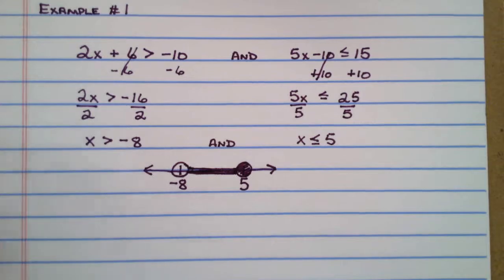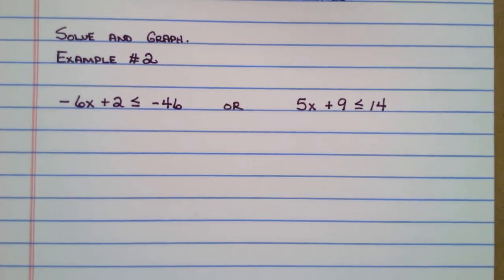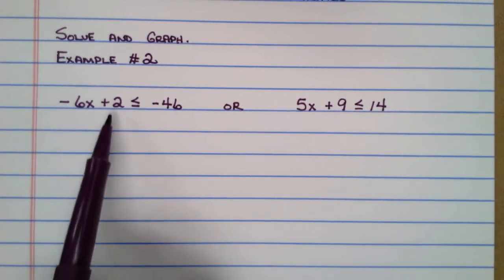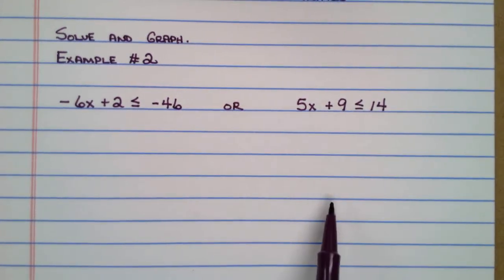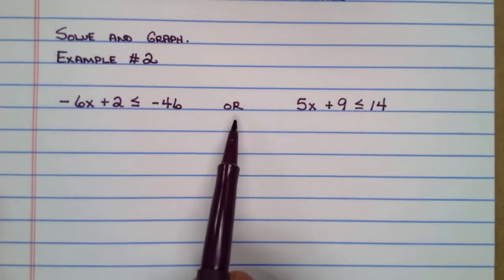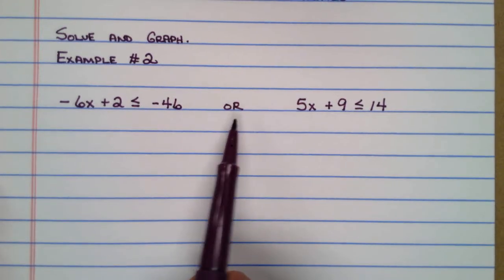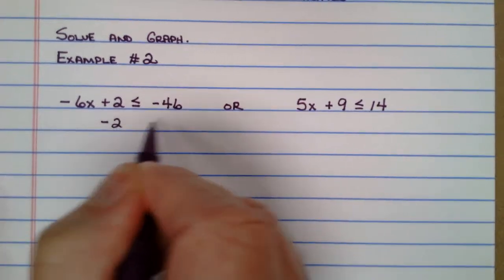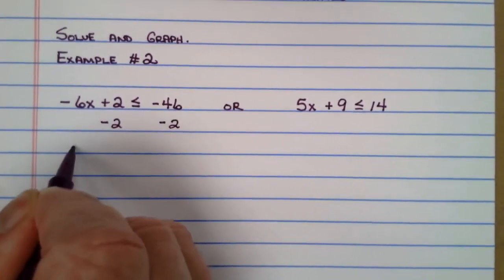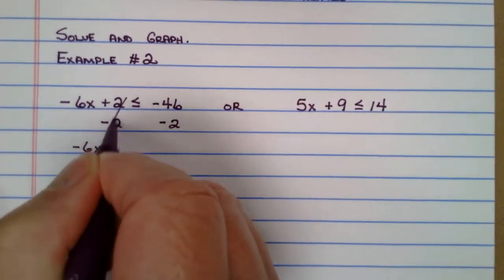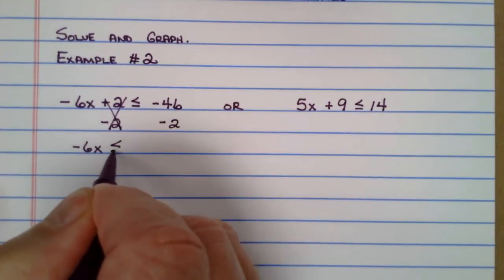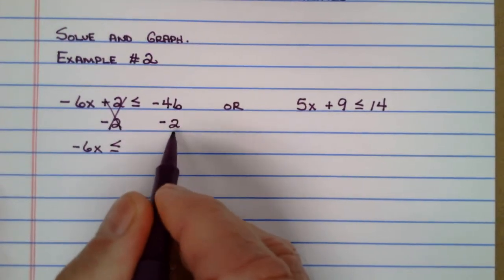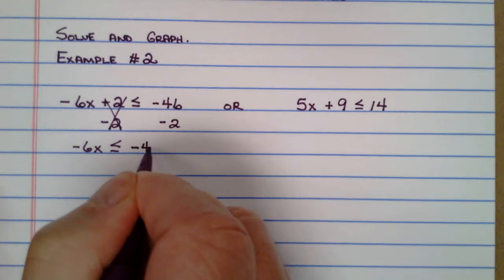Example number 2 is an OR problem. I'm going to solve this first inequality, then I want to solve this next inequality. OR problems are usually shaded to the outside, so let's solve this one first. I need to do my adding and subtracting first. This is eliminated. Negative 46 and negative 2 give me negative 48.